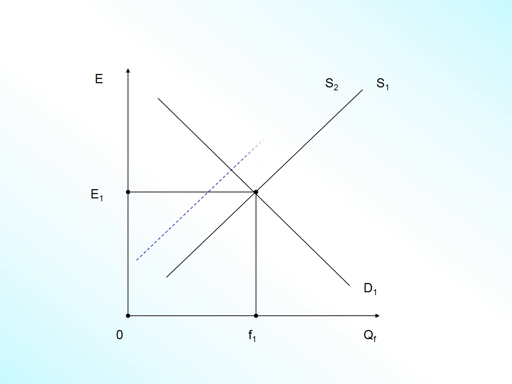Other things being equal, a decrease in the supply of dollars will increase the equilibrium exchange rate and decrease the quantity demanded of dollars in the market. The new equilibrium is at E2 and QF2. This represents a stronger dollar in the foreign exchange market.